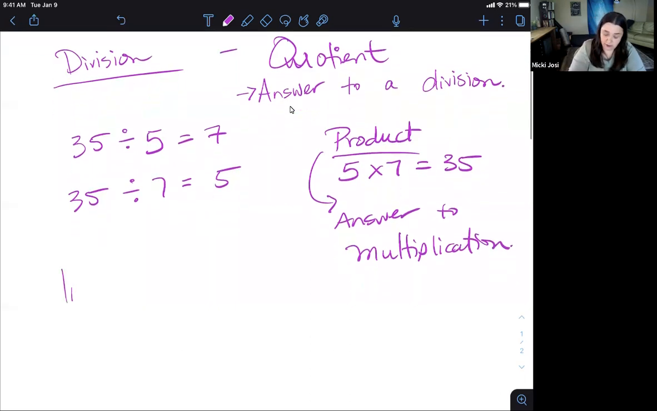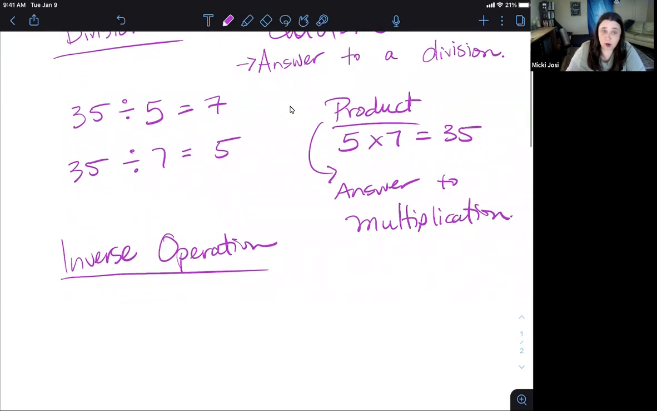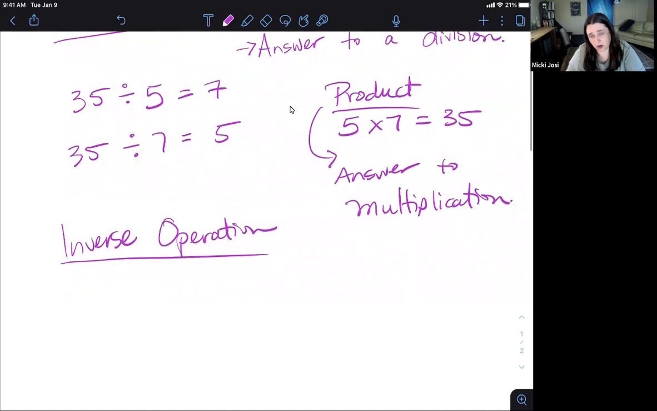So multiplication and division have a special name. They're called inverse operations. And that's just because they're opposites of each other, right? So when I have a division problem, it's the opposite of a multiplication problem.